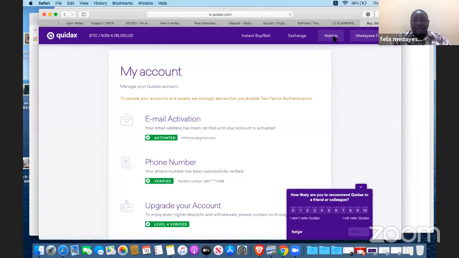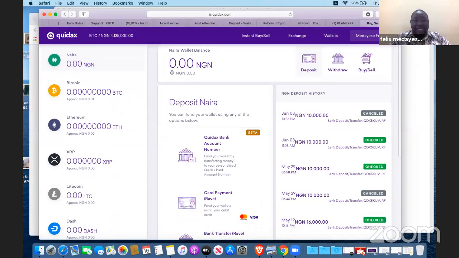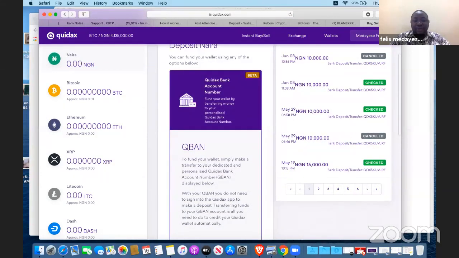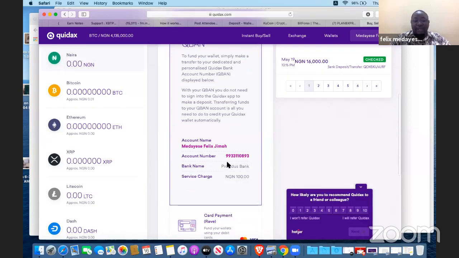I just saw recently, if I want to send money to my Quidax, I do not need to start logging in. They have introduced what they call a Quidax bank account number. If I click here now, it's going to show my own personalized account number of Providus Bank. Can you see? Only Nigeria anyway. So I can just keep this account with myself. Anytime I want to send Naira to Quidax, I just simply send it there. It reflects in my back office.